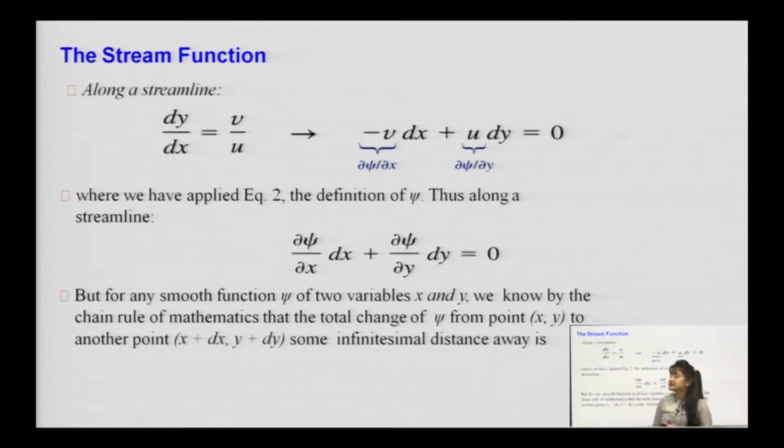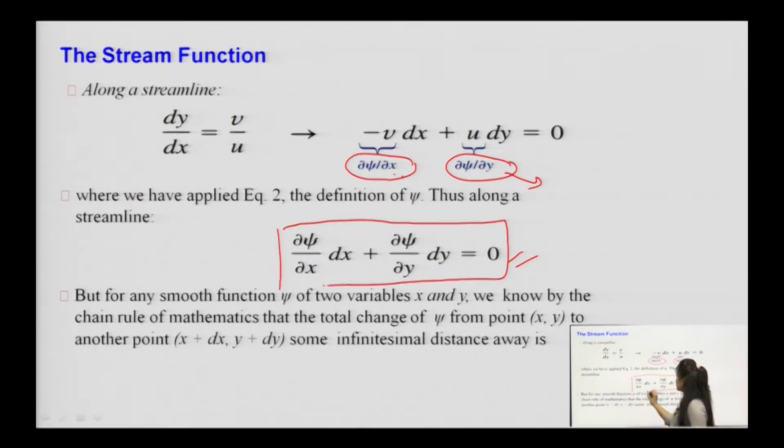Coming to the streamlines, along a streamline you have calculated the slope with the help of the velocity component in the y direction and the velocity component in the x direction, wherein the velocity component in the v direction is nothing but the change in psi with respect to the distance in direction x, then the change in psi or stream function with respect to the distance travelled in the y direction. And hence in equation number 2 we can redefine the main equation and write it in this form, and further calculations can be made.